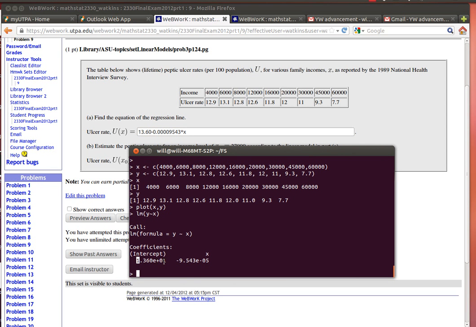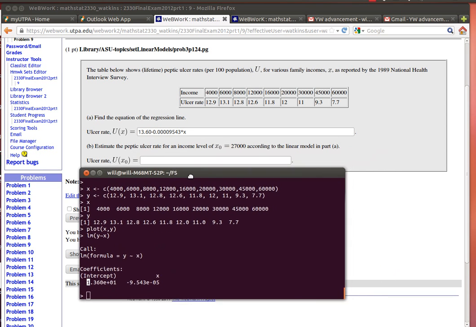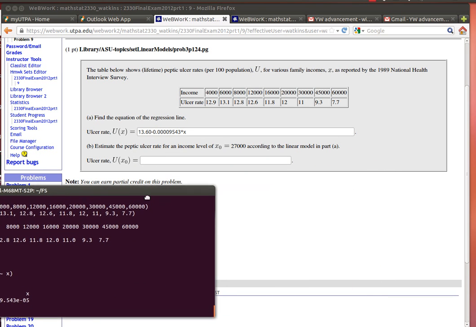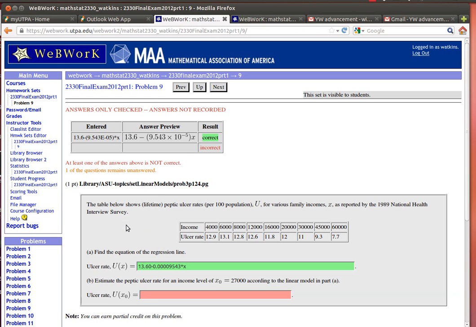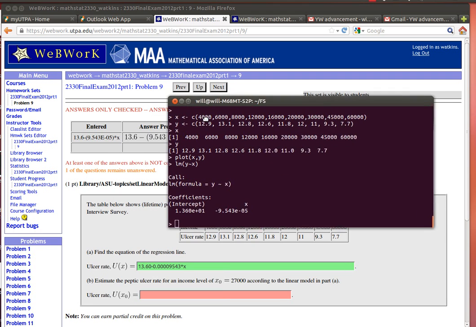This e+01 means that decimal point should have been moved over 1. This e-05 means this decimal point should have been moved 5 to the left. That would make 4 zeros after the decimal point, and then of course times x. So that's what the slope of that line is supposed to be. I've got the ability to check the answers. You'll notice that gets things correct.